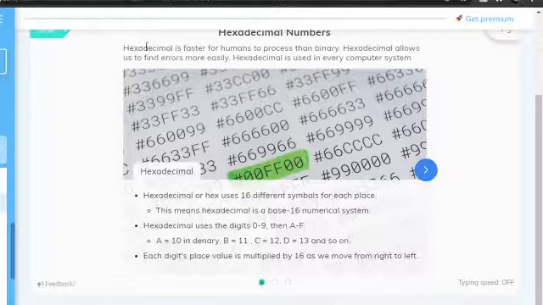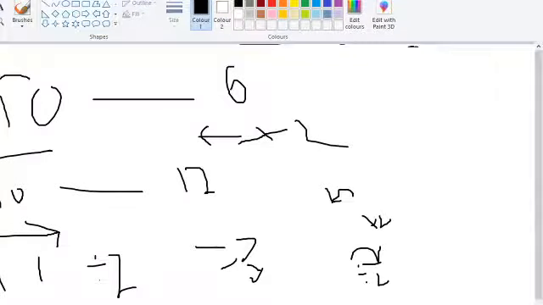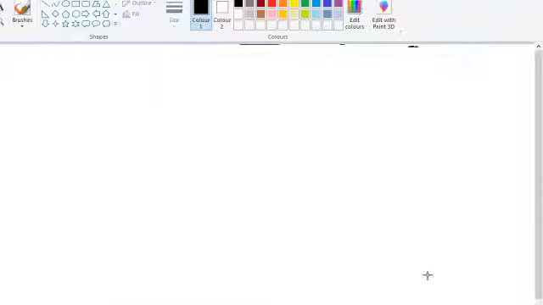Okay, hexadecimal numbers. Hexadecimal is a fast and easy way for humans to process rather than binary. So, hex uses 16 different things. These 16 things are 0, 1, 2, 3, 4, 5, 6, 7, 8, 9, and then A, B, C, D, E, F. So A represents 10, B 11, all the way up to 15.